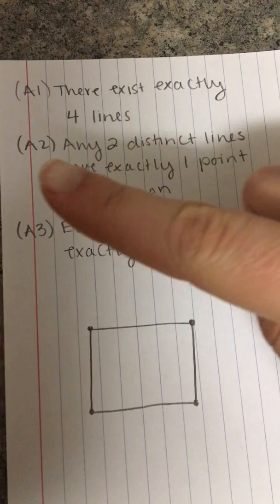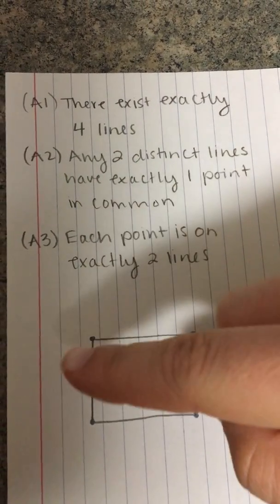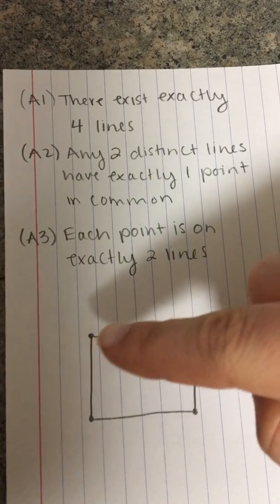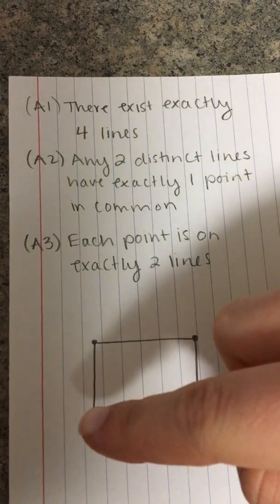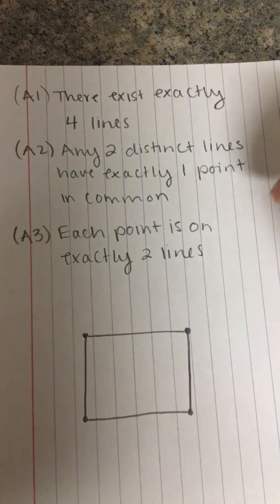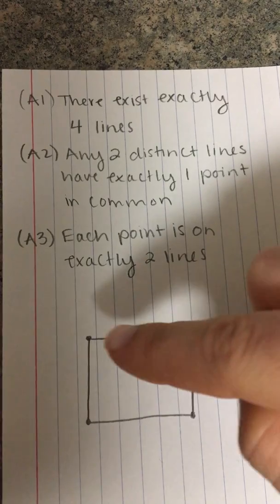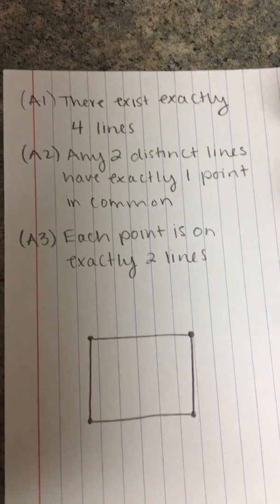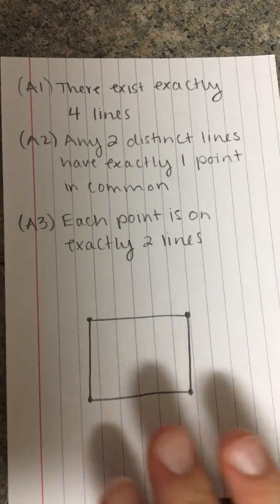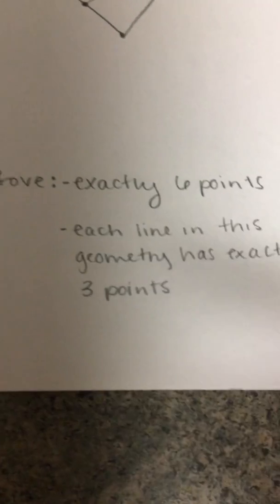Check. Axiom 2, any 2 distinct lines have exactly 1 point in common. So one has 2 lines. This one has these 2 lines, this one has these 2 lines, this one has these 2 lines. Perfect. And each point is on exactly 2 lines. So yep, 1, 2, 1, 2, 1, 2, 1, 2. So looks pretty good. But then we have a few things to prove right here.